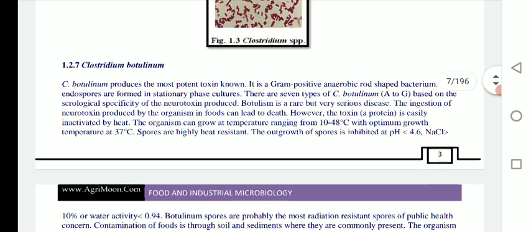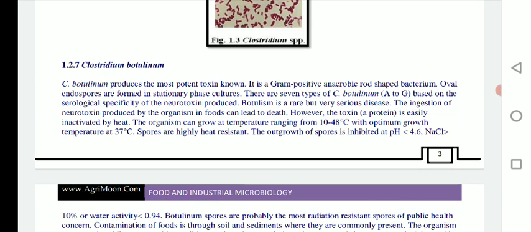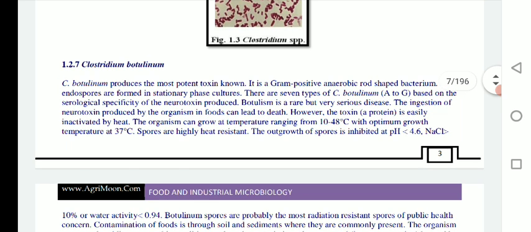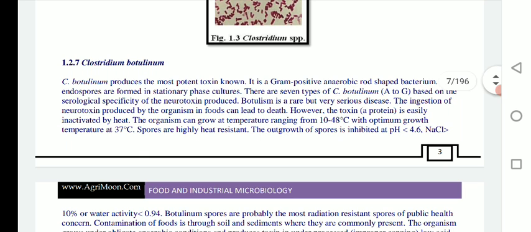In cultures, there are 7 types of Clostridium botulinum, from group A to G, based on serological specificity of the neurotoxin they produce. So these are 7 groups that are categorized based on serological properties, and these serological properties are mostly based on the neurotoxin they produce. So botulism is a rare but a very serious disease. The ingestion of neurotoxin produced by the organism in foods can lead to death.